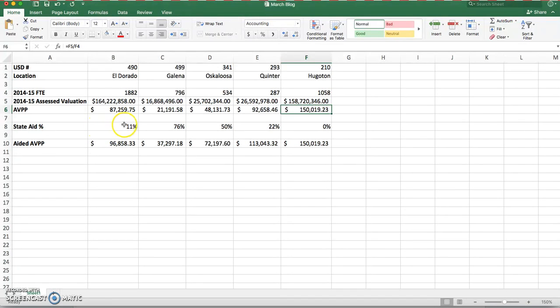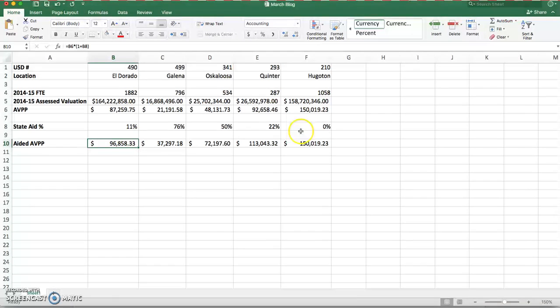Then what I have done is something that I've called the aided AVPP. This is not a calculation that exists necessarily anywhere else, but it is for this illustration to show you the vast disparities that exist. The whole idea behind state aid is very simply equity, allowing kids to have equal opportunities regardless of where they live. So what I did is took the state aid percentage for these respective districts and simply multiplied it times its AVPP above. In theory, if equity were the same, these numbers would be at or near similar values.